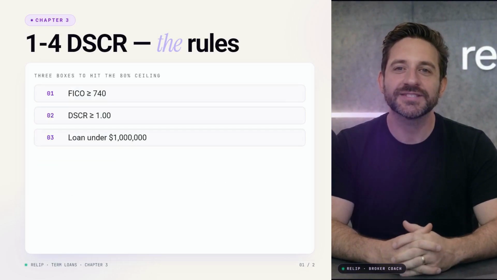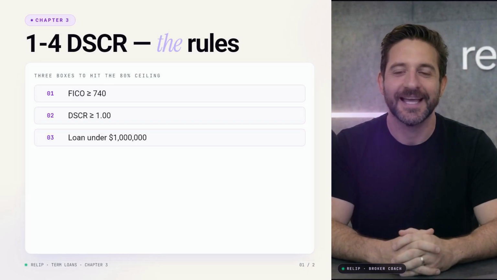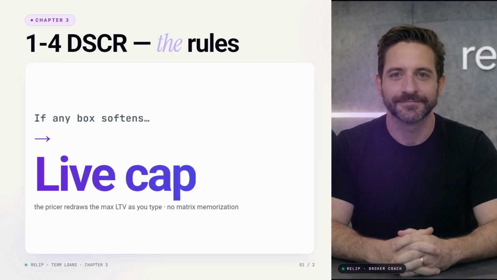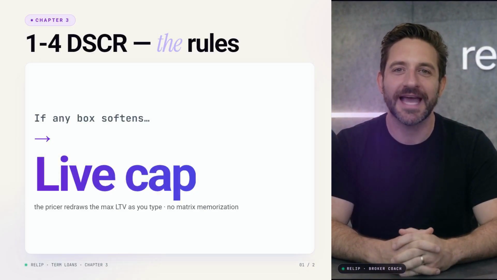To hit that 80% ceiling, the borrower needs a credit score of 740 or higher, a DSCR of 1.0 or better, and the loan needs to be under $1 million. As any of those soften, the maximum LTV steps down. The pricer shows you the live cap as you type. You don't have to memorize the matrix.